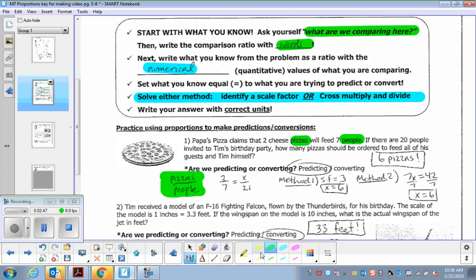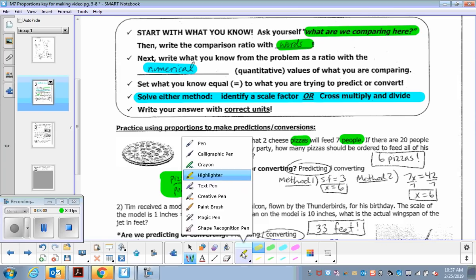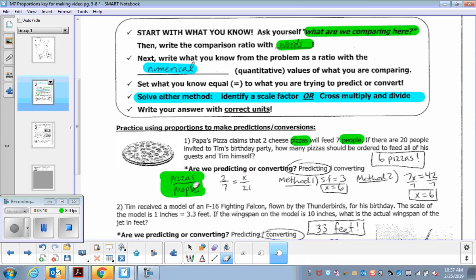Now the first ratio that we've been given in the problem is that 2 pizzas will feed 7 people. So we can use that to figure out how many pizzas here, unknown, will feed 21 people. Yes, there are 20 people going to the party, but Tim is also going to be there, so there's 21 total people who need to eat. Now, this is the proportion that we have set up, okay? And so the steps are, first, write down what you're comparing with words. Then you're going to set up a proportion, and now you can use either method to solve.